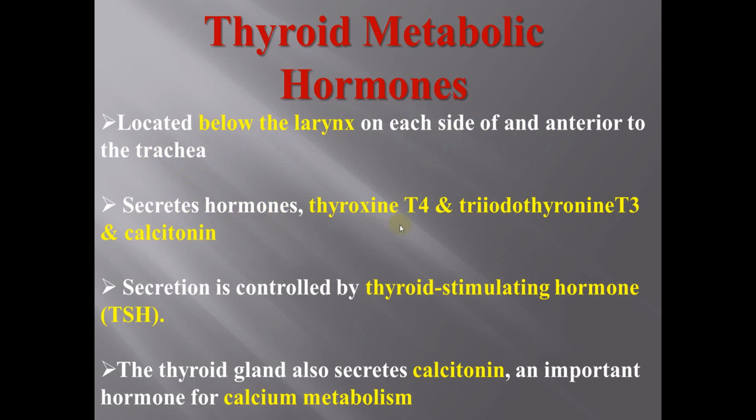Secreted hormones, 3 hormones: thyroxine T4, triiodothyronine called T3, and calcitonin. The secretion of these hormones is controlled by thyroid stimulating hormone TSH, a hormone secreted from the anterior pituitary gland under control of TRH from the hypothalamus, as we discussed in the prior lecture. Calcitonin, the third hormone of the thyroid gland, is an important hormone for calcium metabolism. We will discuss this hormone in detail in the next lecture. Okay.